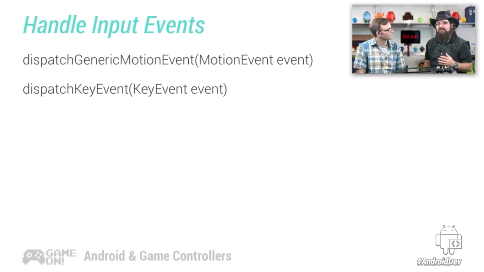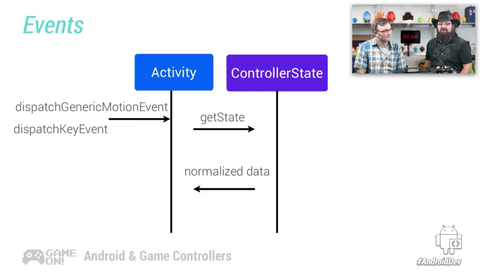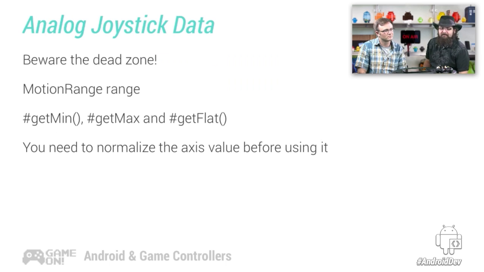So you're going to want to pass this off to something that manages the device state and then returns it back to whatever is going to use that state to modify the player-controllable objects in your application. It looks something like this. Your dispatchKeyEvent and dispatchGenericMotionEvent come into the activity. You hand it off through whatever system to get the state back and use that to power your application. I want to point out a few things about analog joysticks.